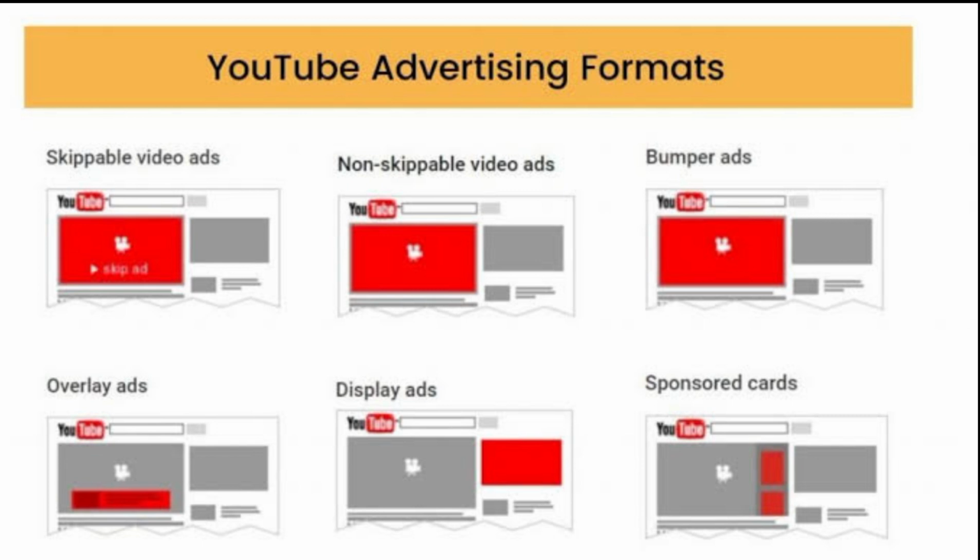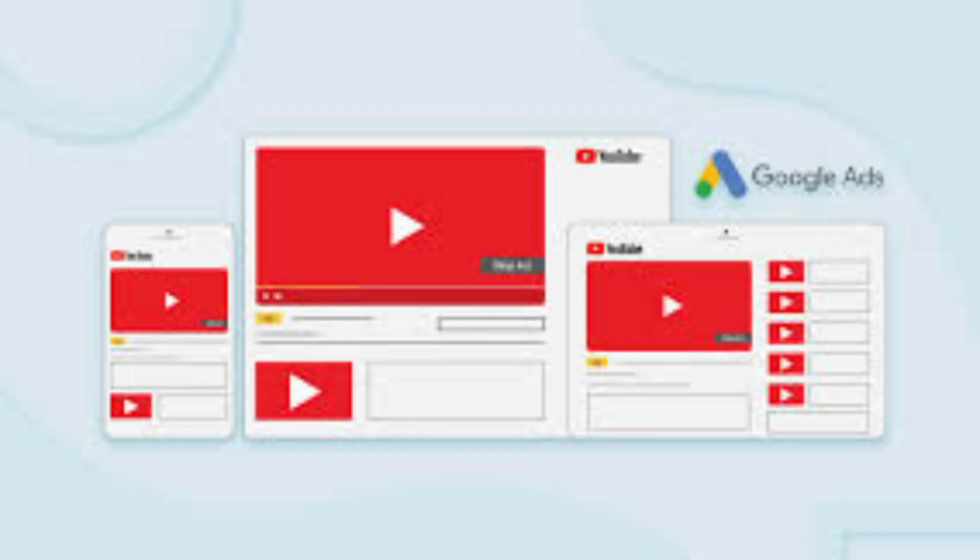The next one is outstream ads. Outstream ads appear on websites and apps running on Google video partners. These ads are only available on mobile and tablets and are designed to make it easier for users to tap to play your video. Outstream ads can help to increase brand awareness by extending your reach beyond YouTube.